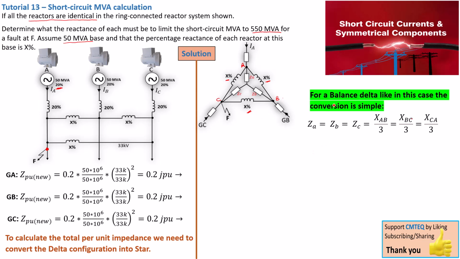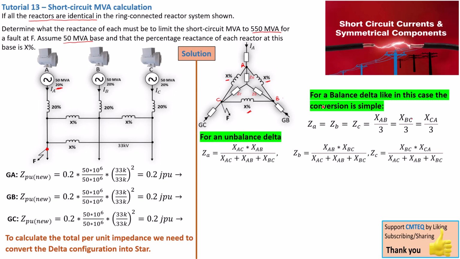But in a case where this was not a balanced system, let's say it was unbalanced, okay? In that case, you're going to use this formula here, where your ZA must be equal to the reactance between AC times AB divided by the sum of all the reactances in the delta configuration, and ZB will be ZAB times ZBC divided by the sum. That's basically how you are going to solve it.